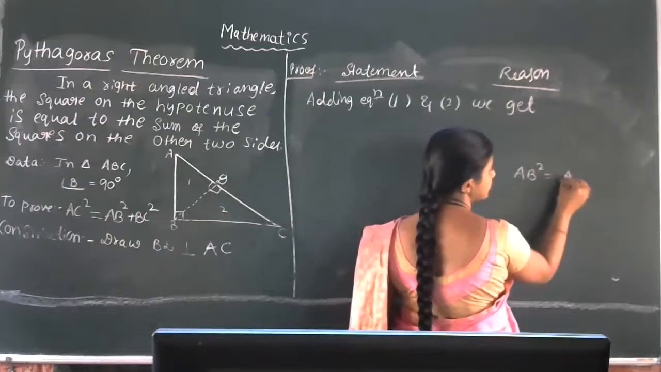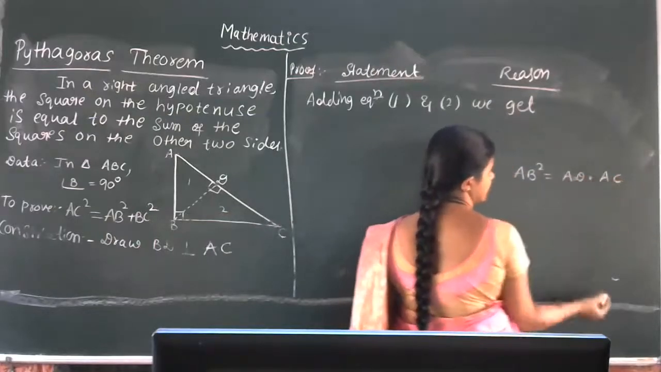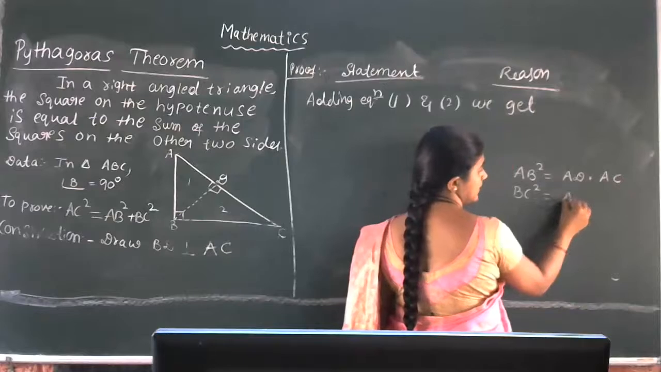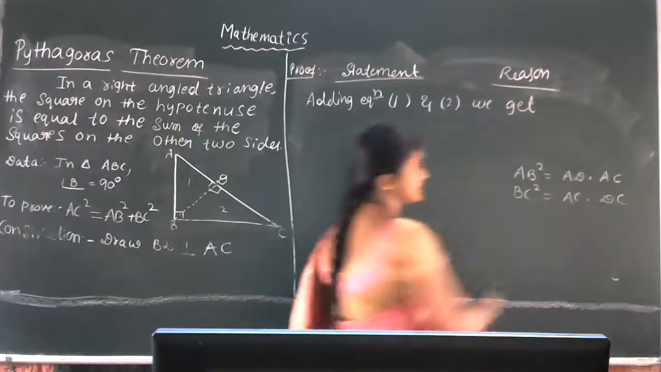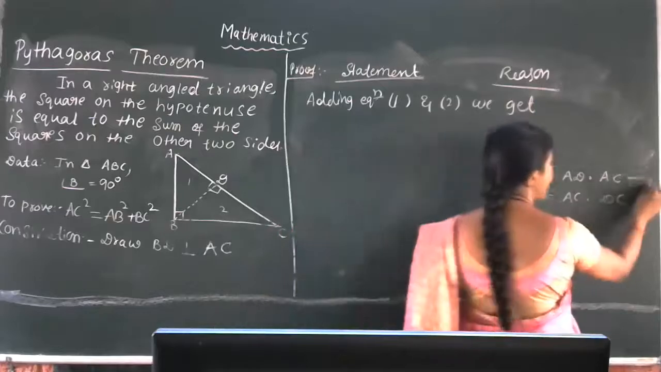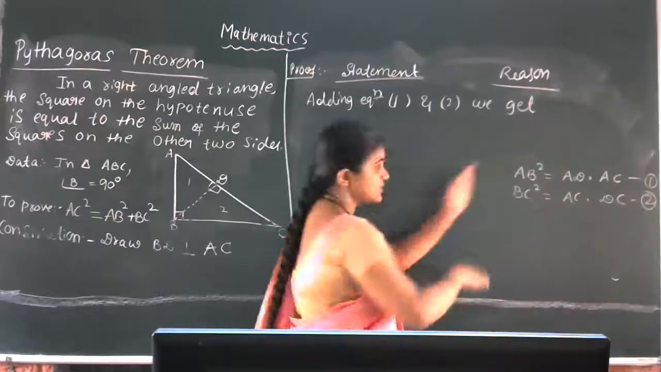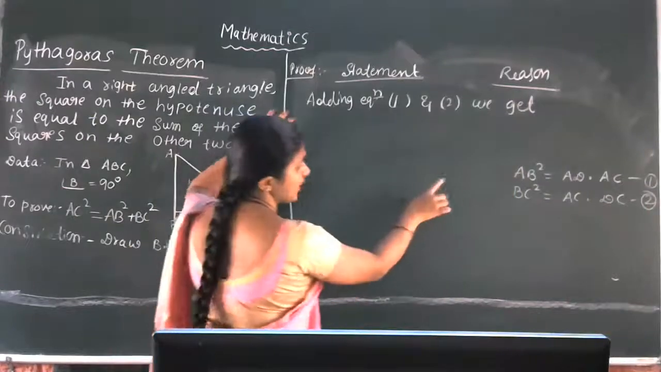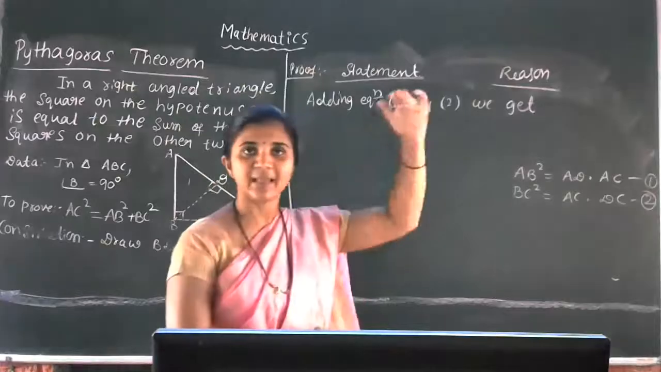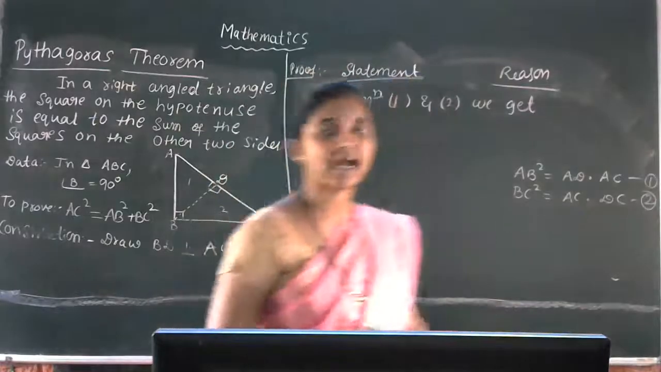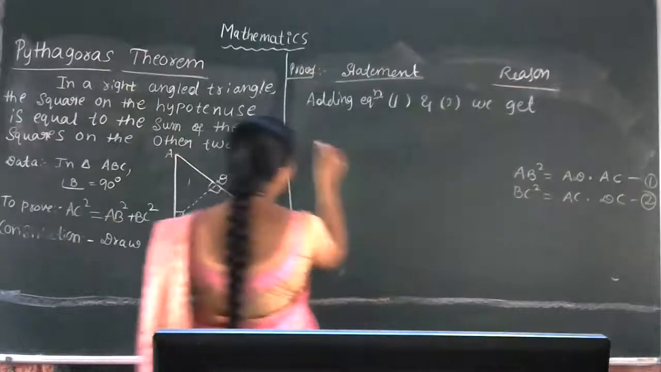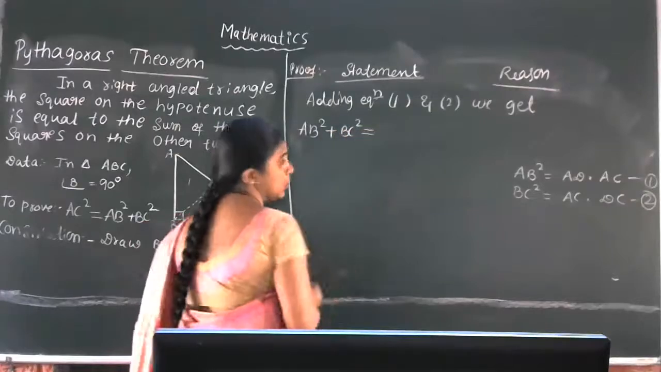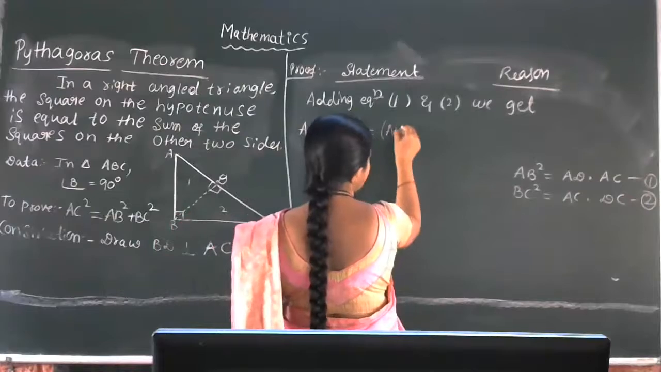First the statement, everyone knows. Next, diagram, data, to prove, construction, that is BD perpendicular to AC. Only two steps we have to follow. First, compare this big triangle ABC with this small triangle ADB. You will get one result after comparing the two triangles' ratios. Call this equation number 1. In the second step, again take the same triangle ABC and compare it with triangle BDC. Then you will get the second equation. Then adding equations 1 and 2, you will get the result.